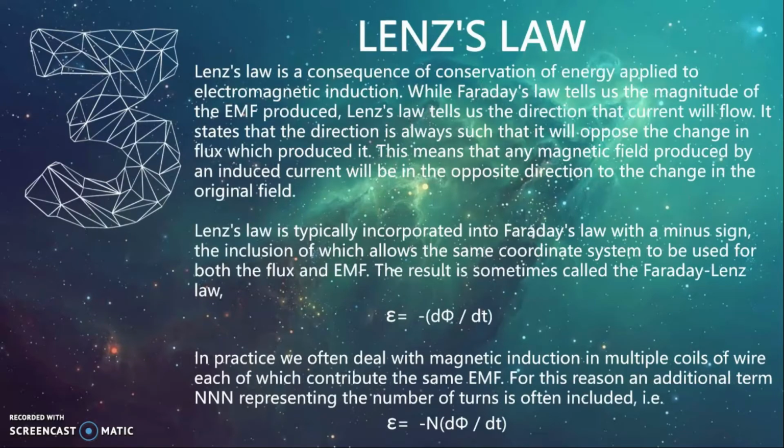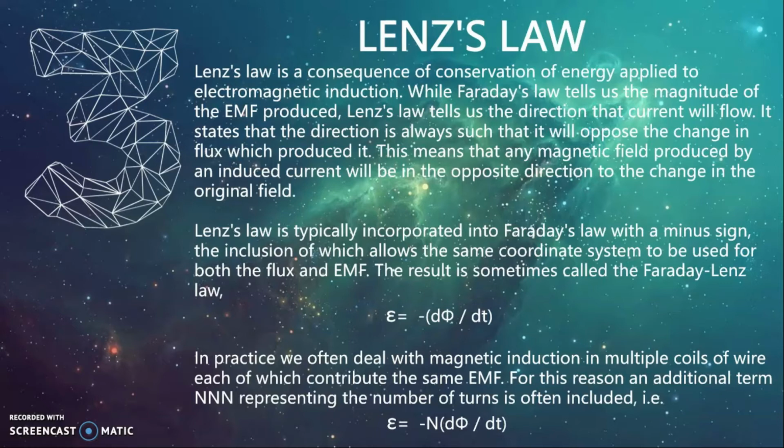Next, we go through to the Lenz's law. Lenz's law is a consequence of conservation of energy applied to the electromagnetic induction. While Faraday's law tells us the magnitude of EMF produced, Lenz's law, on the other hand, tells us the direction that current will flow. It states that the direction is always such that it will oppose the change in flux which produces it. This means that any magnetic field produced by an induced current will be in the opposite direction to the change in original field.